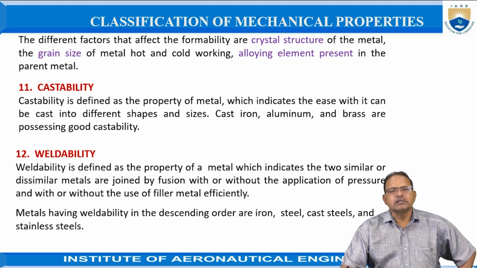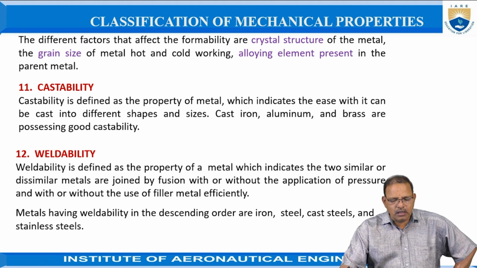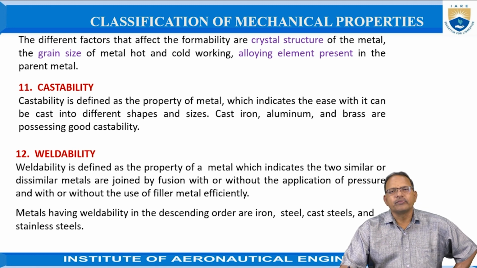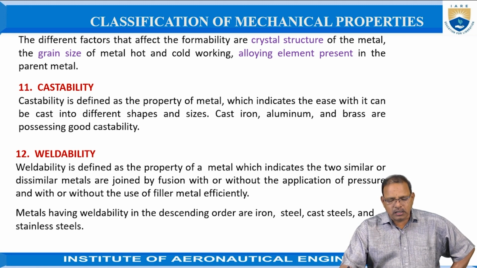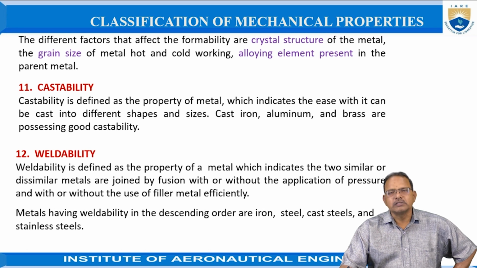Castability. Castability is defined as the property of the metal which indicates the ease with which it can be cast into different shapes and sizes. Cast iron, aluminium, brass possess good castability. Here, to make a product in a bigger size, having sharp contours, generally cast iron is used, and the process is called sand casting.